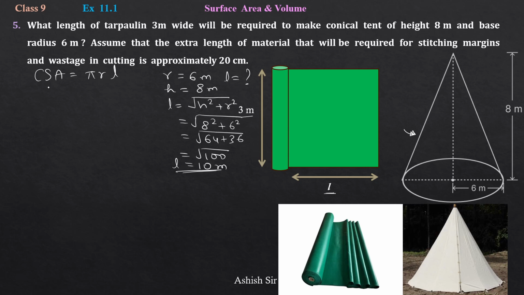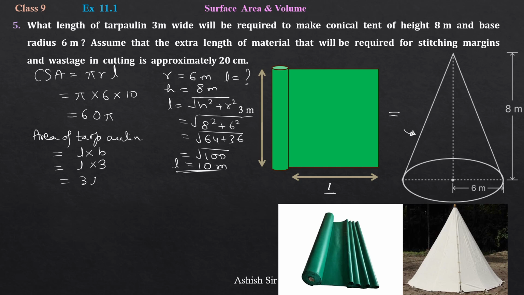Now applying this, we can find the CSA. So CSA will be pi into radius 6 into L 10, that will be 60 pi. Now we know that the CSA of the conical tent will be equal to the area of the tarpaulin required. So area of tarpaulin, now tarpaulin is in the form of a rectangle. So area of the tarpaulin will be L into B. Now the length is L and breadth is 3 meters. So this is equal to 3L.